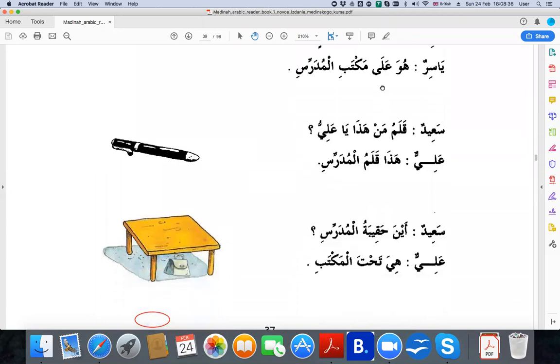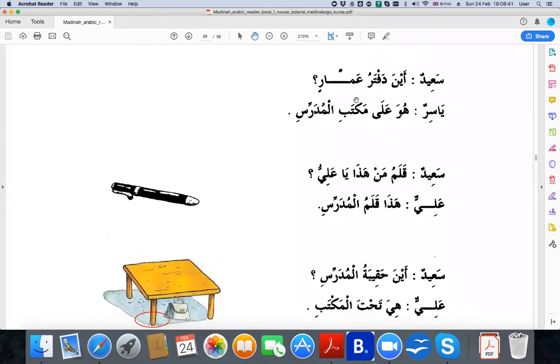Next part, continue the dialogue with Sa'id and Yasir. Okay, Sa'id will say, Aina daftaru Ammarin? Aina is ism istifham. We use it to ask a question. Aina, we saw this in the previous lesson, okay? Huwa ala maktabi al-mudarrisi. Maktab is mudaf. Al-mudarrisi is mudaf ilayh because the maktab belongs to al-mudarris, okay? And we're not going to translate all these words, we know them.